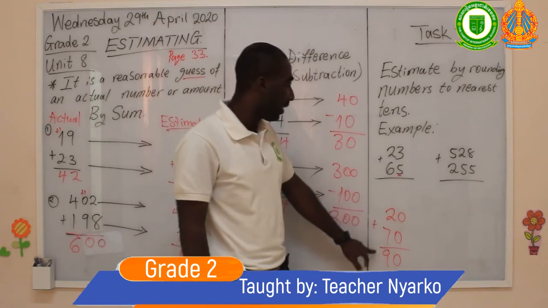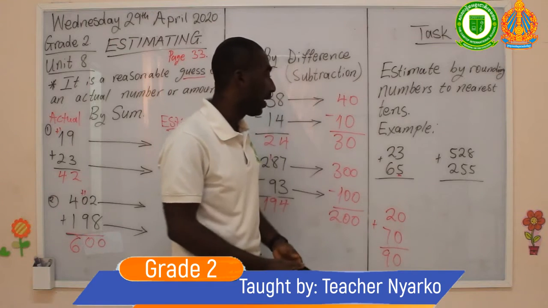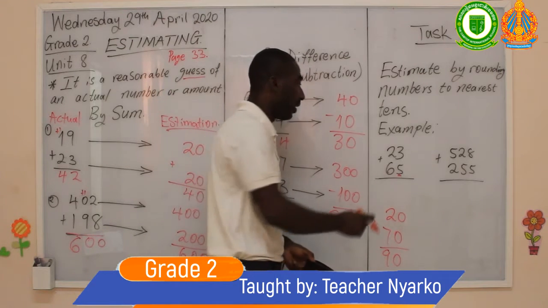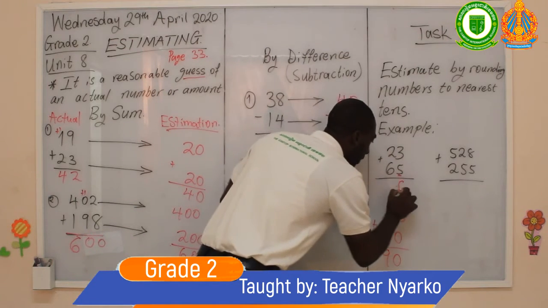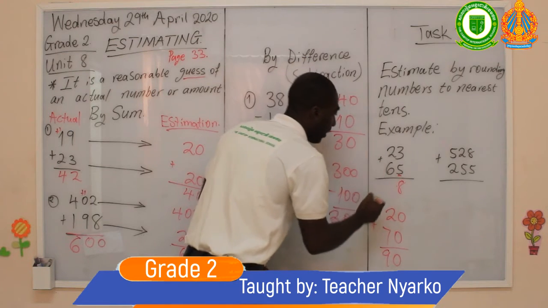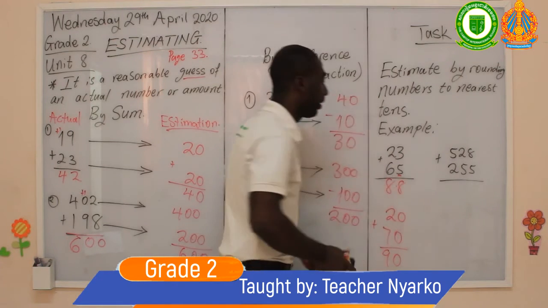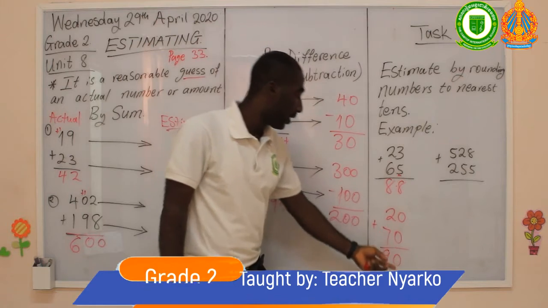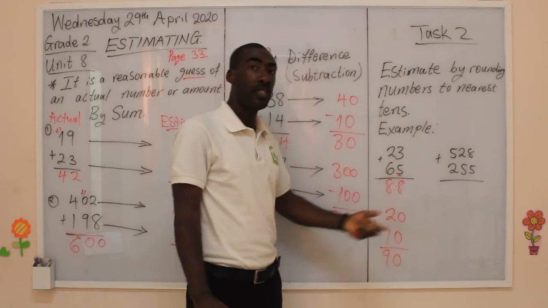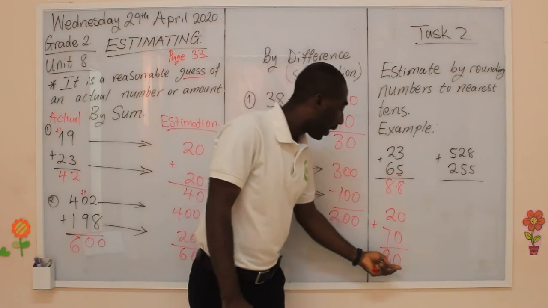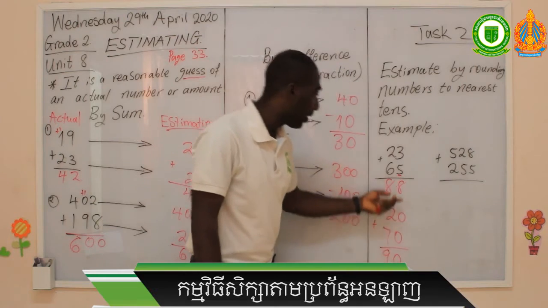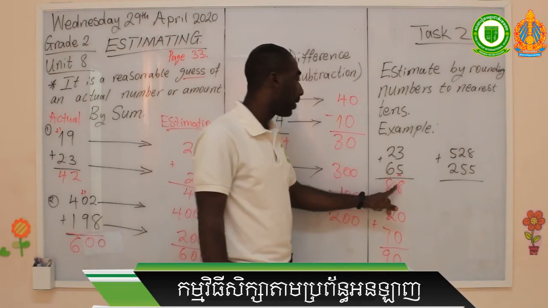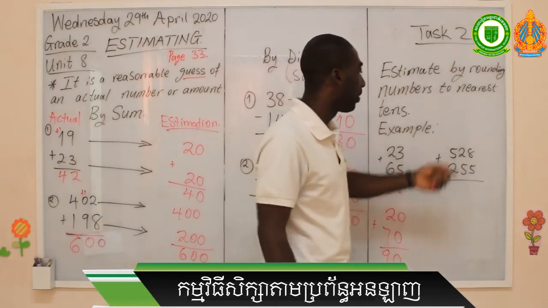So we have 90 here, and then let's look at our answer for our actuals. We have this giving us 8, and this is also giving us 8. So we have 88 and 90, which means there's a difference. Our estimated figure is different from our actual figure. Okay, now let's look at this one.